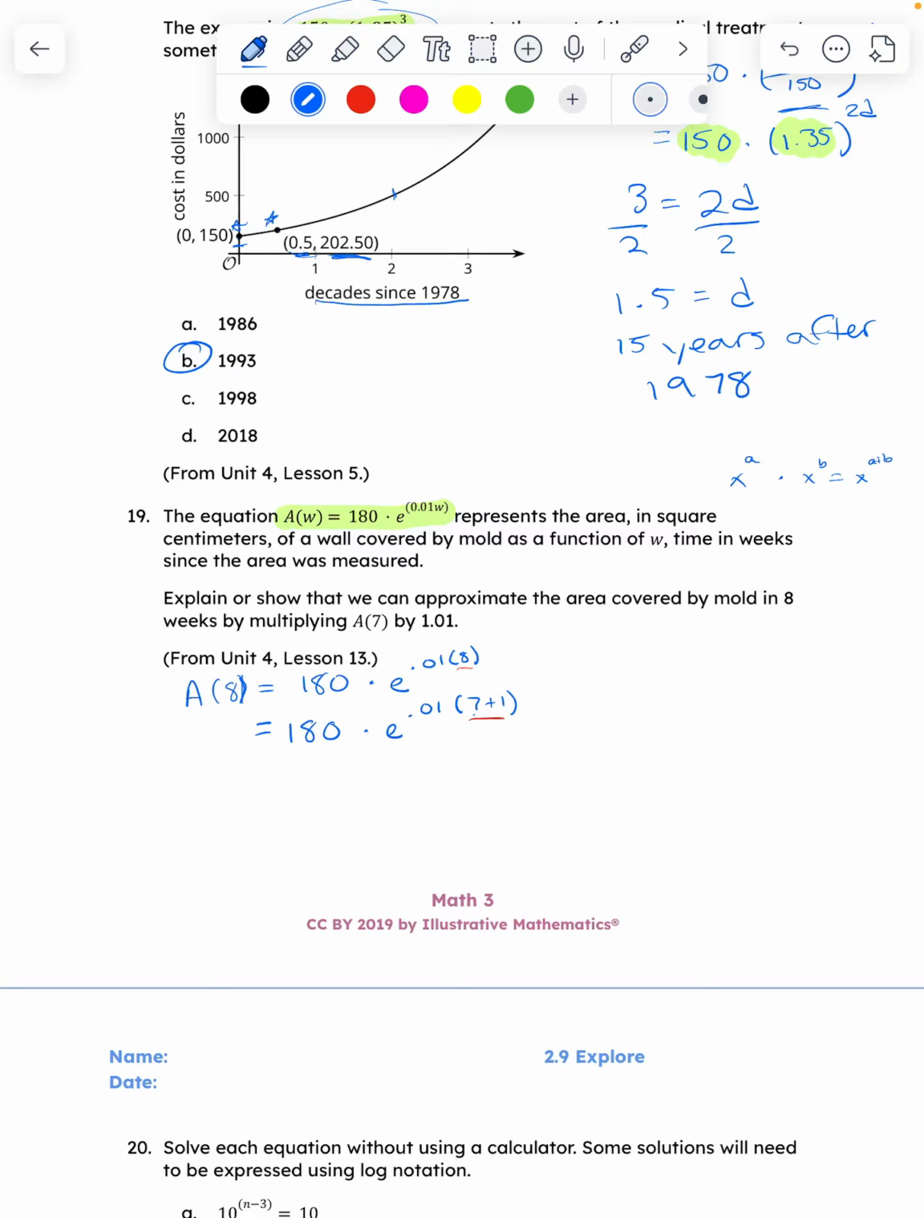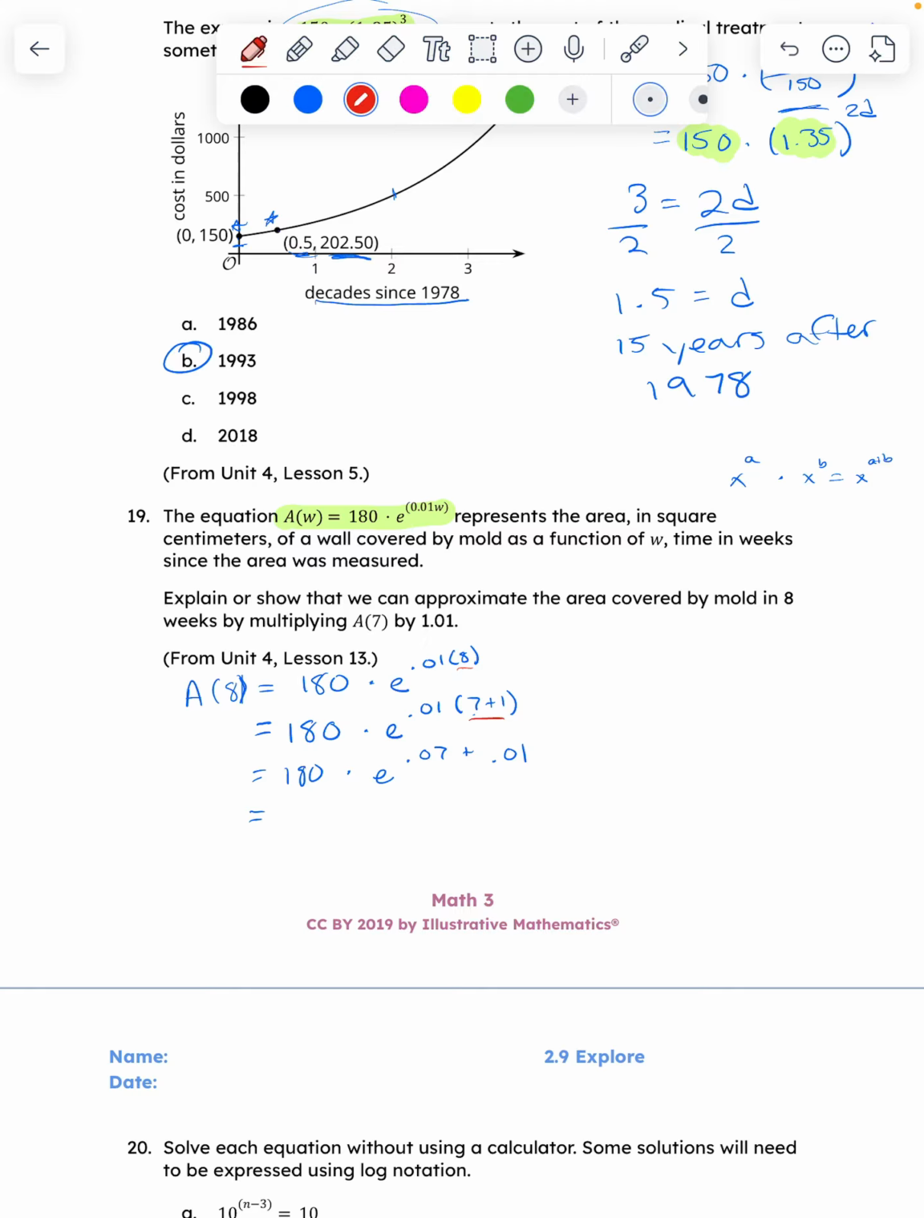Now I'm going to distribute. Right? So I'm going to say this is still 180 times e to the 0.07, right, plus 0.01. I'm going to keep them separate. I'm not putting them together because then I get right back there and I don't want to get there. Keeping them separate. Right? And here's my cool other trick. I'm going to start over here and consider it in a different color to make it easier to see.